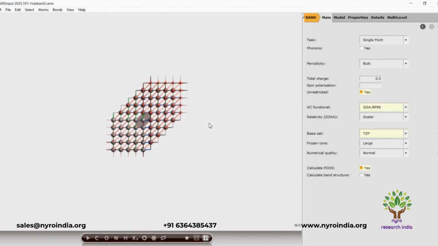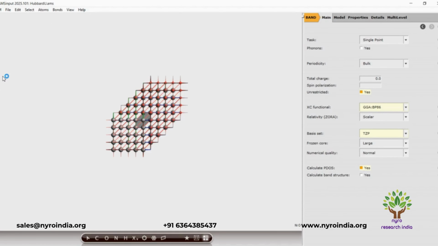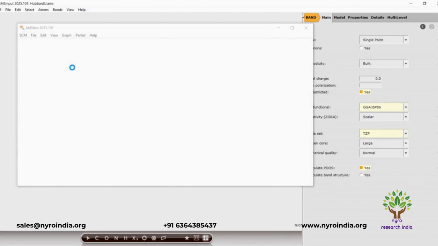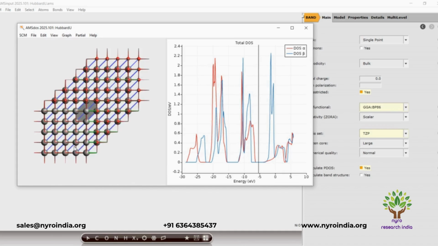Another case is localized orbitals. The Hubbard U correction is typically applied to the localized d and f orbitals of specific atoms in the system, as these are the orbitals most affected by strong on-site Coulomb interaction. I can share an example here. I have already run the calculation. If I take the density of states, it will show you a typical example. I need to select one nickel atom.